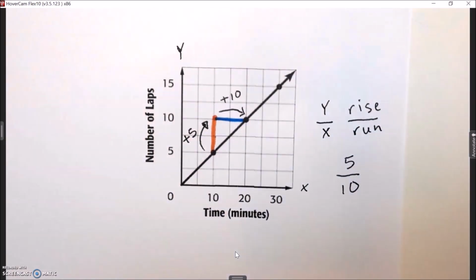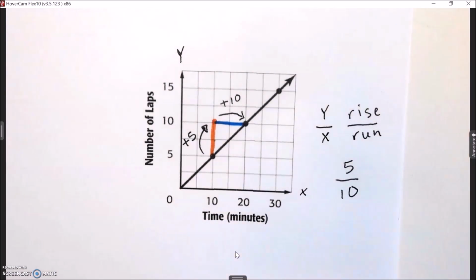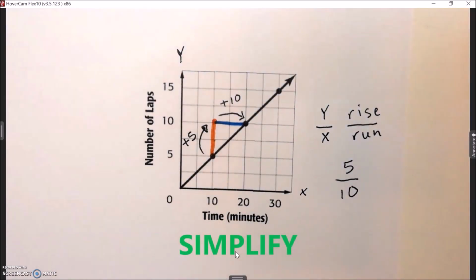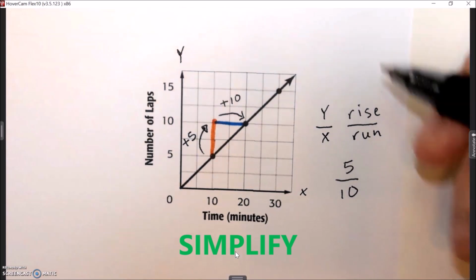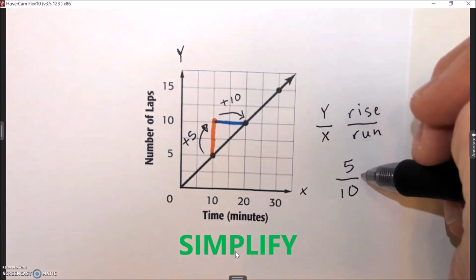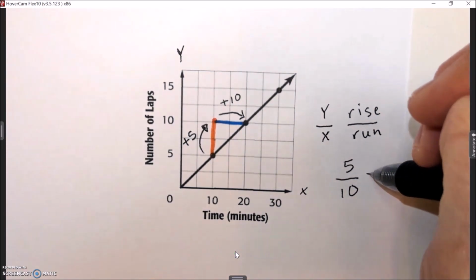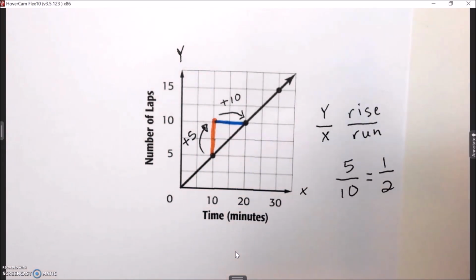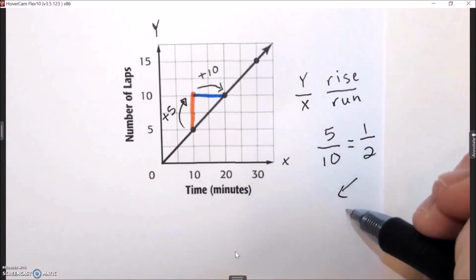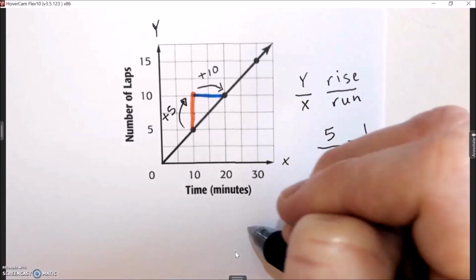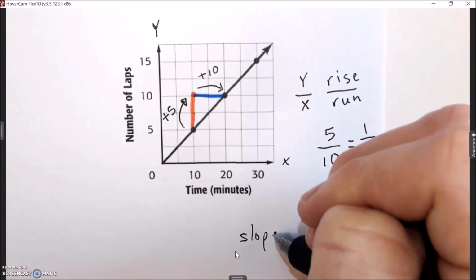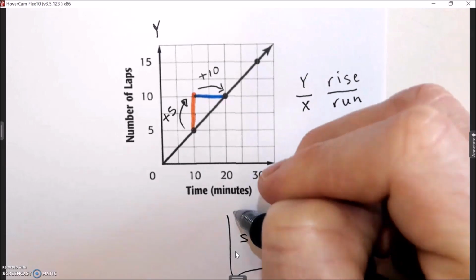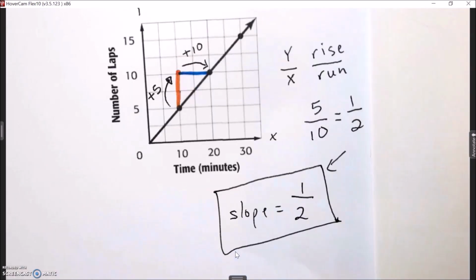Well, guys, if you're in my class, you should always know anything written in fraction form, we can simplify. So let's go ahead and simplify 5 over 10, and that simplifies to 1 over 2, or 1/2. Well, guys, 1 over 2, or 1/2, guys, that is your slope. Now, you're done. It's that simple.